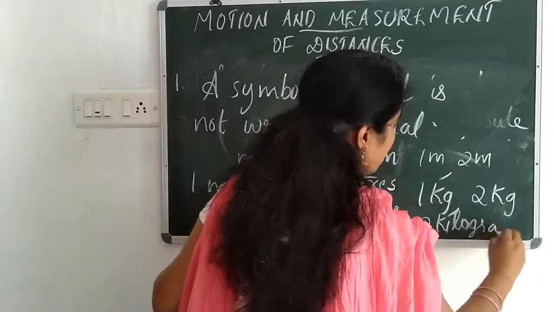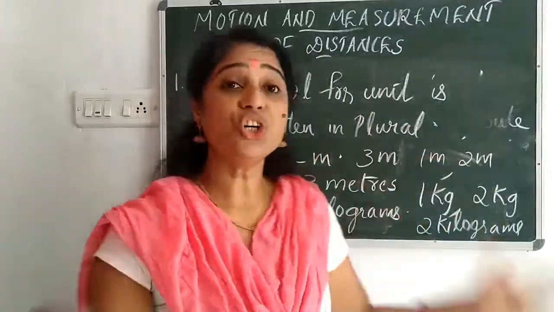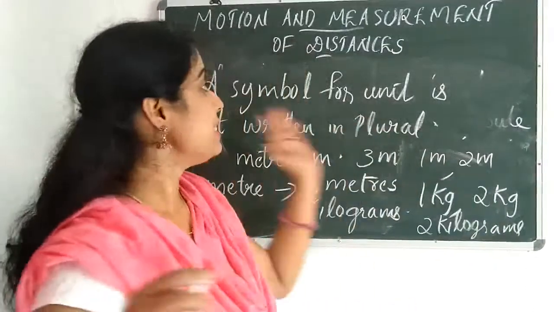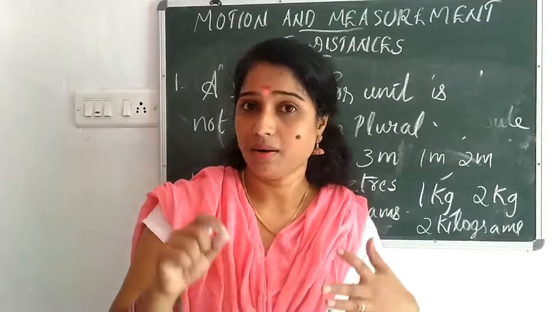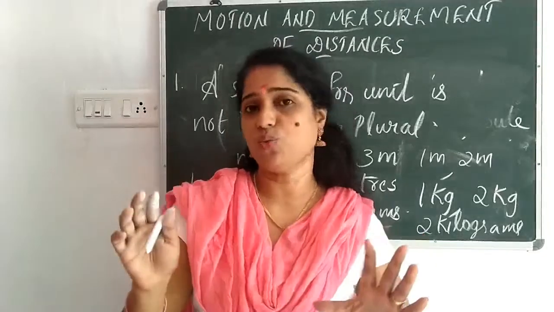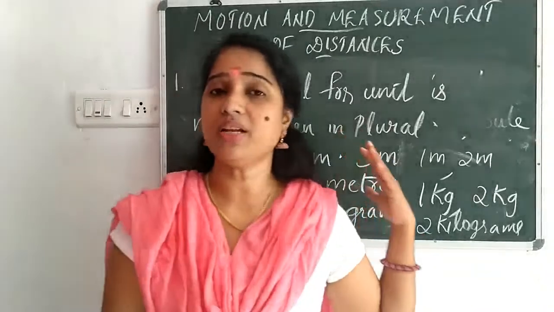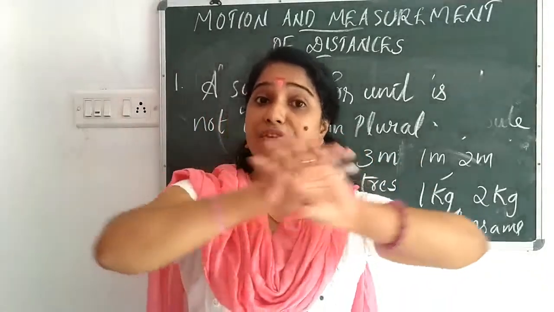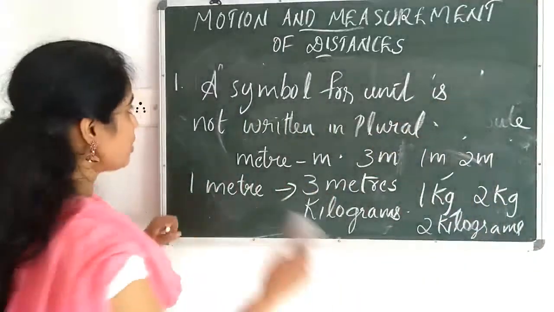2 kilograms. Clear? So this is about the third rule. What is that? A symbol for a unit is written in small letters. But we cannot use what? A plural. We can't use plural. It should be in singular only. But if you write in the full form, then it should be what? Plural.